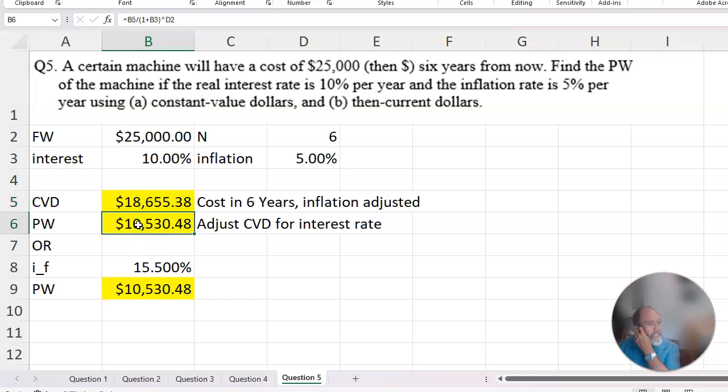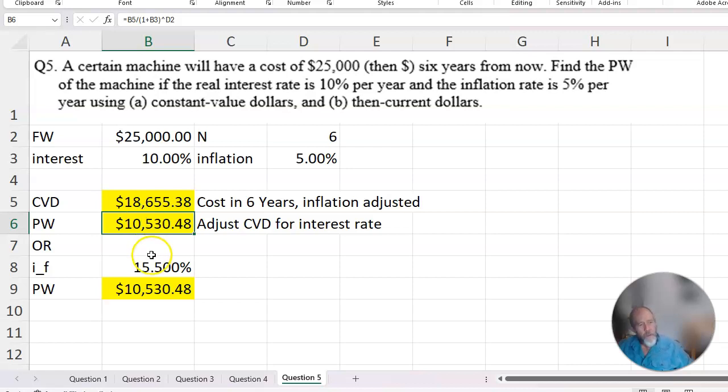Then, if we want to adjust the whole thing for the actual interest rate at the same time, we can take this value and convert it again to a present value by using, instead of just the inflation rate, the interest rate and the inflation rate. Okay, well, it is what it is. Then current dollars, that's the term. That's another one of the many names for inflation-adjusted plus interest-adjusted amounts.